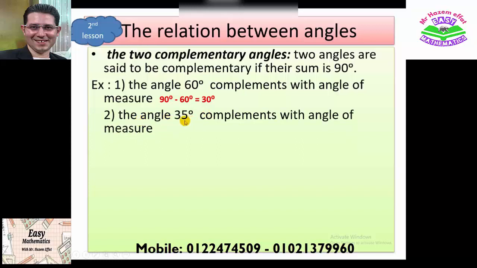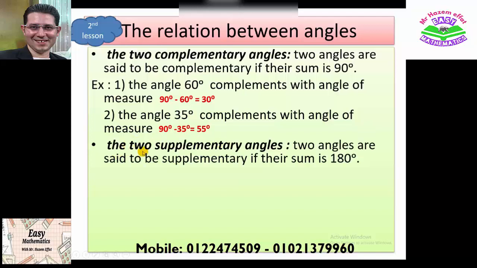The angle 35 complements with an angle of measure what? In the same way, we subtract 35 from 90 to find the other angle. 90 minus 35 will be 55. 35 and 55 are two complementary angles.